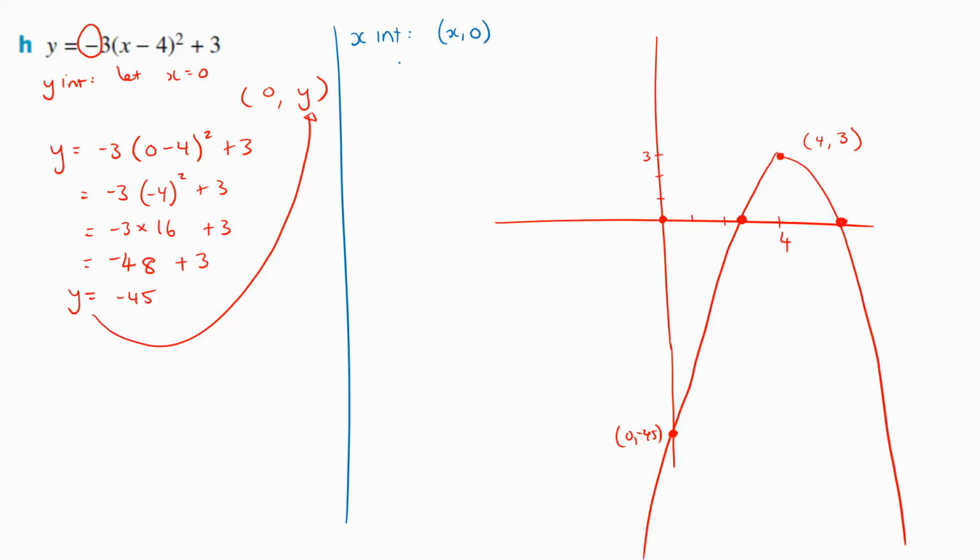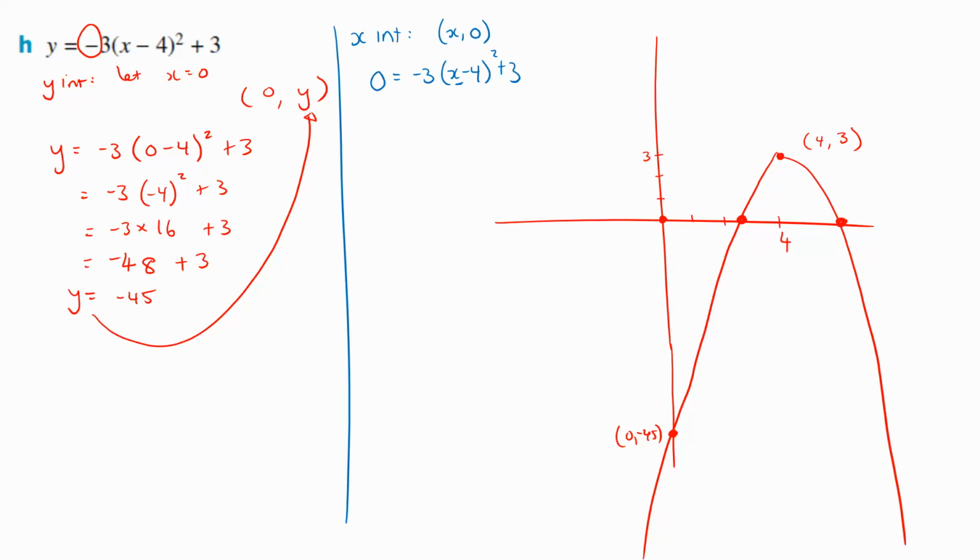So you're going to let y equal 0 in this case, and you now apply it, and you say 0 is equal to -3(x - 4)² + 3. From here, it's all inverse operations. The nice thing about turning point form is you only have one x value, so you can use inverse operations to solve this.